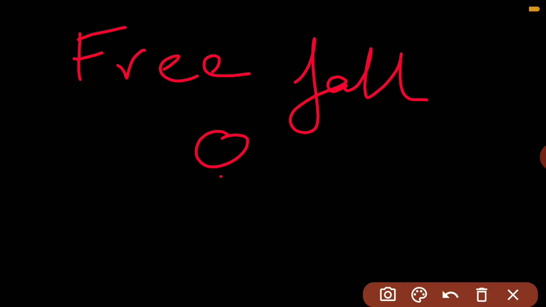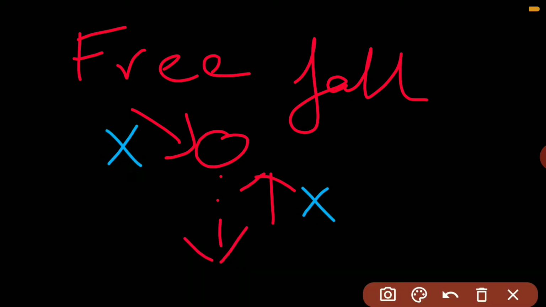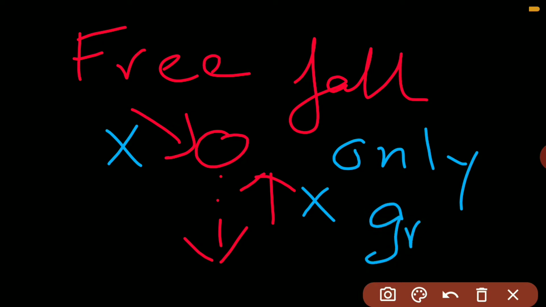One more thing about free fall. Free fall also means whenever the object is falling down, it is falling only under the action of gravity. There is no other force which is pushing it down, or no other force which is pushing it upwards. These forces are absent. There is no other force except the force of gravity, only gravity. I hope you understood these two things in the first paragraph.